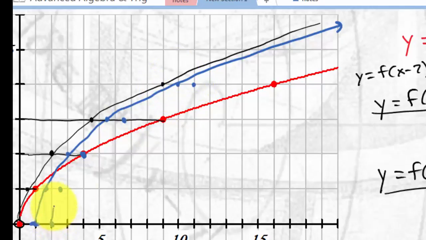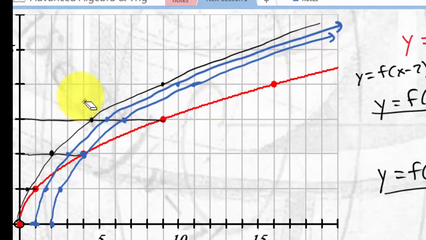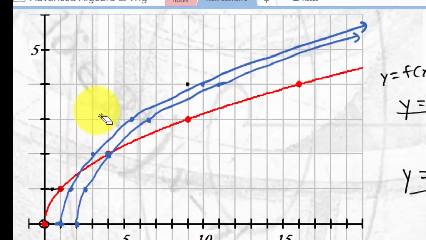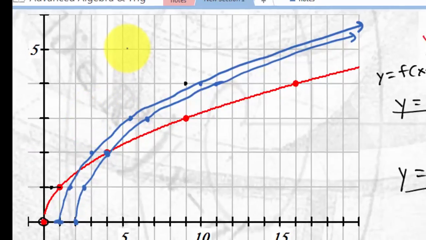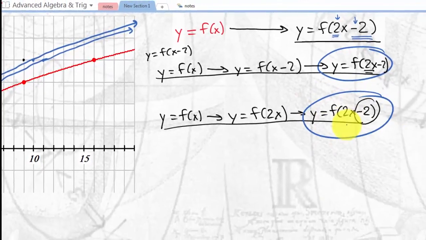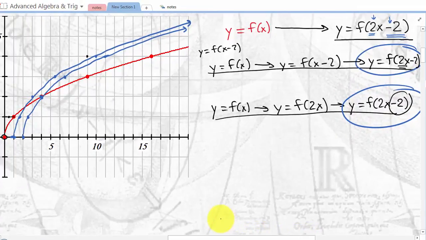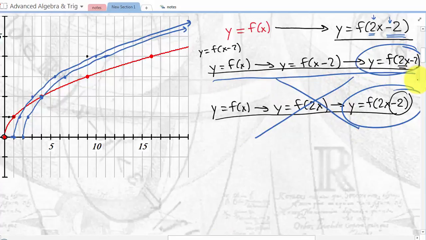So the two graphs are actually not too far from each other, right? But they're not the same, right? Let me erase this one right here. They're not the same at all. Which one is correct? Is this the first transformation or the second? Well, it's not the second. It's the first. There is an order. You have to respect it. The translation is always first. The dilation, compression, comes after.